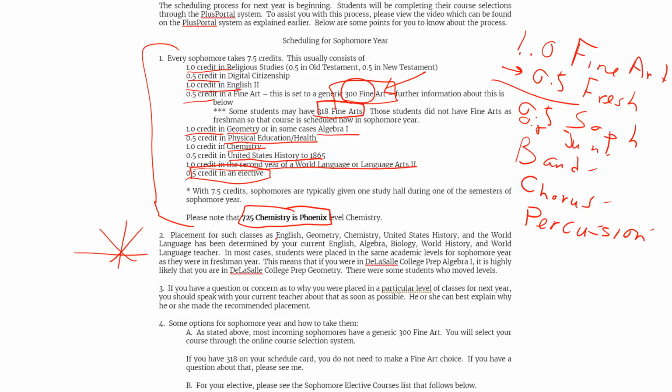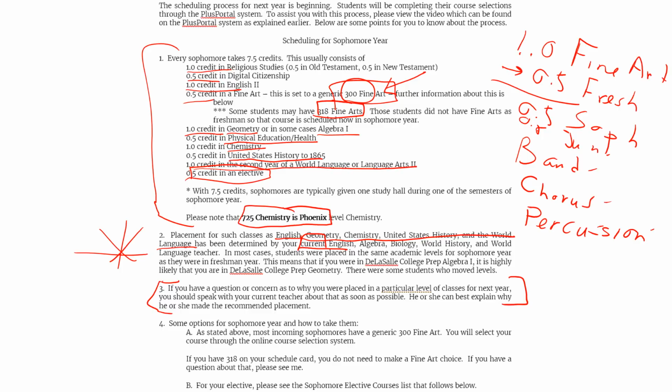Key important message in number 2. That placement for your English, geometry, chemistry, United States history, and world language classes for next year have been determined by your current teacher in those subject areas. So if you have a question about moving a level or making a level change, you need to speak to your current English teacher, or your current teacher in that subject area, because he or she will know why he or she made that placement and how best to see if you can get into a level change for either next year or for the following year.